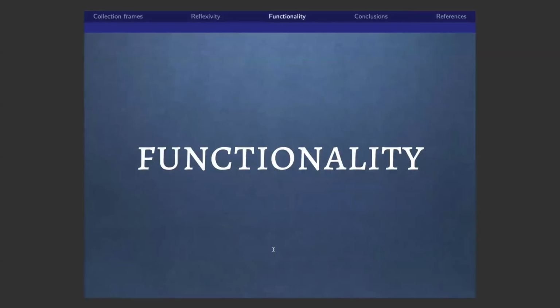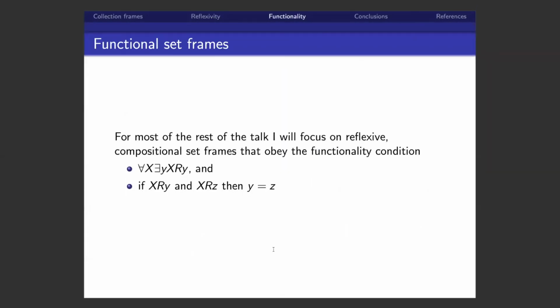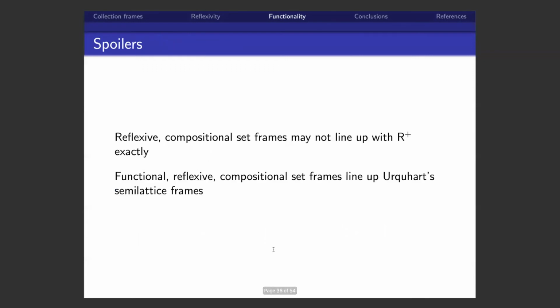Which brings me to functionality, a place where the question is not open. Okay, so for most of the rest of the talk, I'm going to focus on reflexive compositional set frames that obey this functionality condition. So every set is related to a point, and if a set is related to two points, those are actually the same point. So I'll just call these things functional set frames. So these are reflexive compositional set frames that obey this condition.